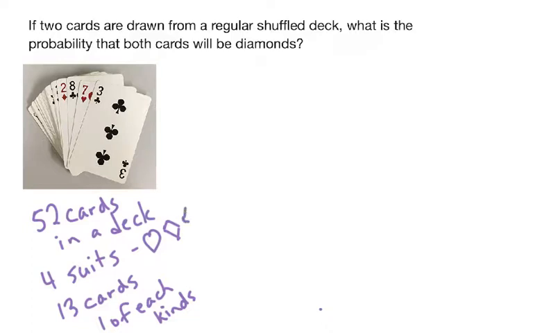All right. Now, remember the 4 suits are hearts, and we have diamonds, and we have clubs, and we've got spades. Just pretend I can draw a spade. All right. If 2 cards are drawn from a regular shuffled deck, so we're going to have 2 draws. First draw and second draw. What is the probability that both cards will be diamonds?